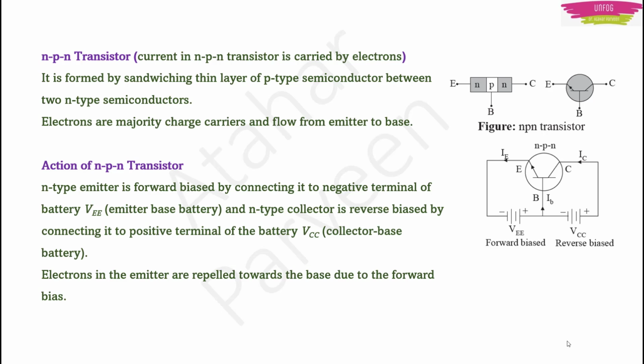Now, how it is connected you can also see. Here in this circuit diagram, NPN, N is the emitter right here. That N is connected to the negative terminal of the battery. That means it is forward bias. If P is connected to the positive terminal of the battery or N is connected to the negative terminal of the battery, then you call it forward bias. Then what is happening in the collector region? There the N is connected to the positive terminal of the battery. That means it should be reverse bias. So one is forward bias, the other one is reverse bias. So this was about NPN transistor.